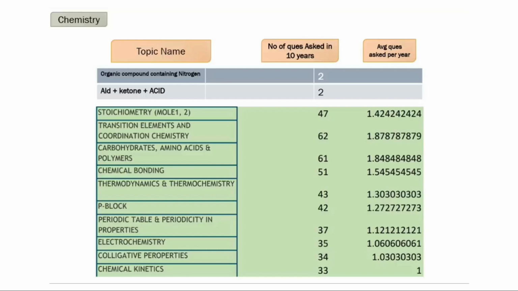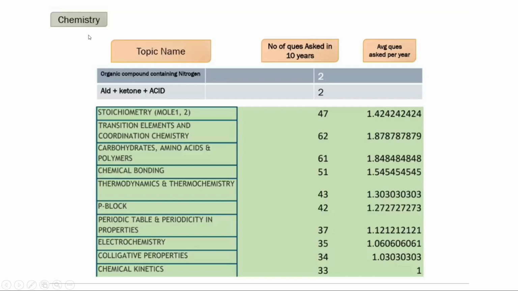in the last 10 years, from that chapter 47 questions were asked. The average number of questions asked per year is 1.42, that is, one or two questions are asked from stoichiometry. You can also add aldehydes and ketones, two questions. Organic compounds containing nitrogen, two questions. Transition elements and coordination chemistry, in the last 10 years 62 questions were asked, which means you can get around one or two questions from that chapter.